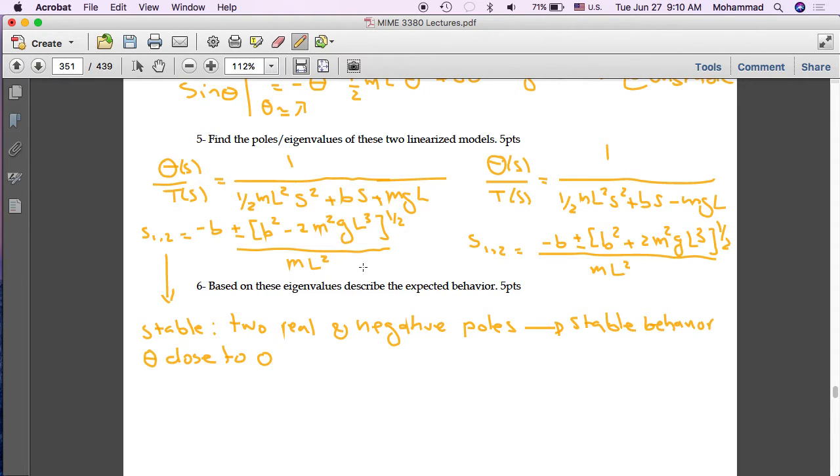And of course, the type of stable behavior, whether or not there would be oscillation, depends on relative numbers for B, M, G, and L. So the combination of M, G, L, and B could be that the system is underdamped, which means this could become a negative number, so you have an imaginary part, so that means oscillation. But also you could have a case where the combination of B, M, G, and L always gives you a positive number under the square root. So there is no imaginary part to the poles, so there is no oscillation.